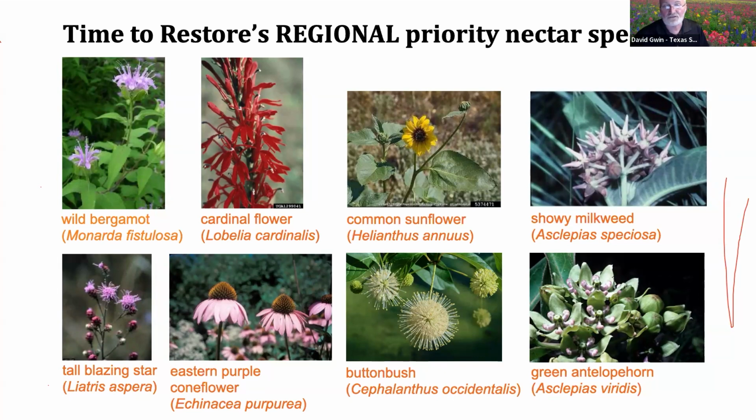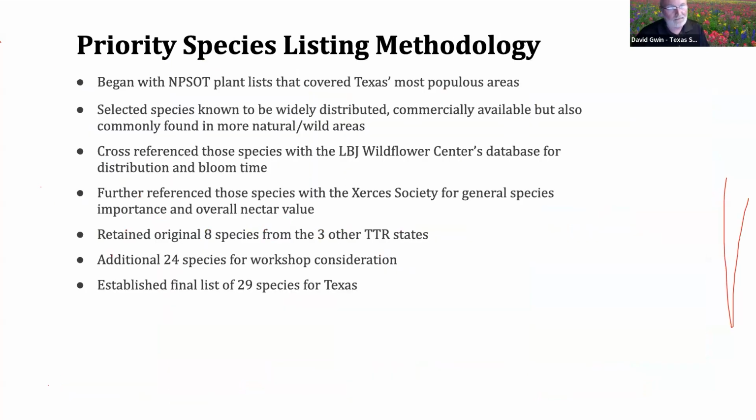And so the first conversation we had was we really need a more comprehensive list that worked in a much wider part of Texas. And so that's what that workshop was all about. We took these 8 and we said, we will add them, we will start with them, but we want to go to a new list that better serves Texas. And so that's what the workshop did.